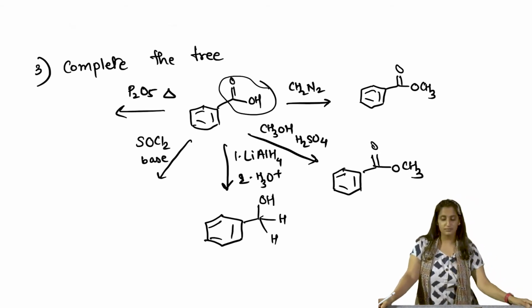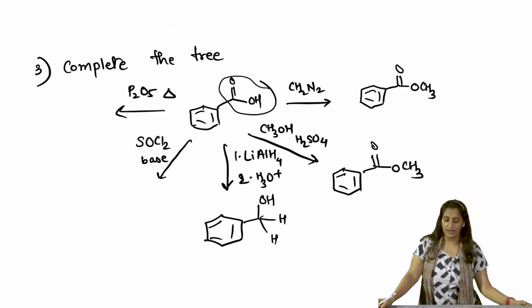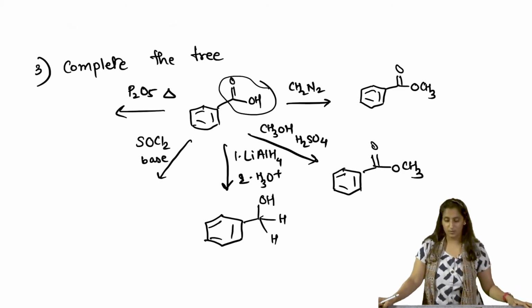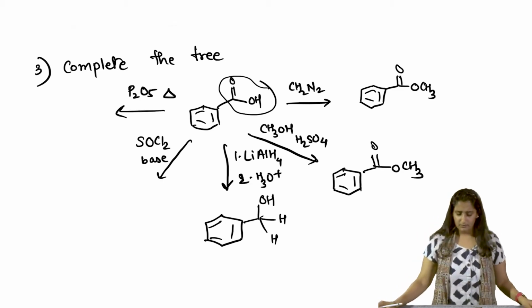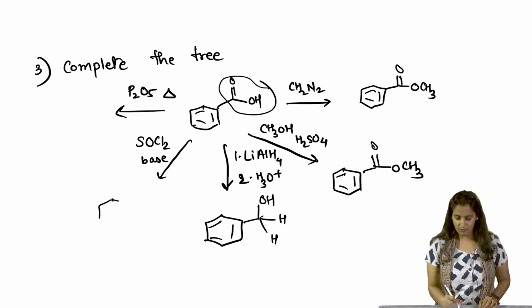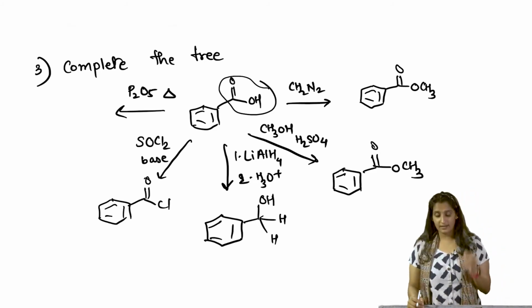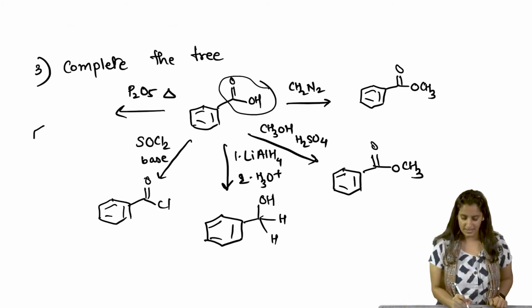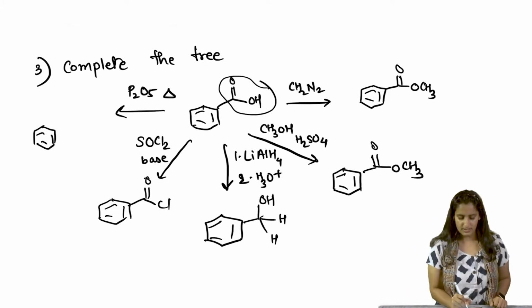So, that is how the step is written for reduction. First we do the reduction, then H3O+. With SOCl2 and base, the carboxylic acid is going to form acid chloride, and with P2O5 and heat, the carboxylic acid is going to form acid anhydride. So, that is the reaction tree, that is what we have completed.